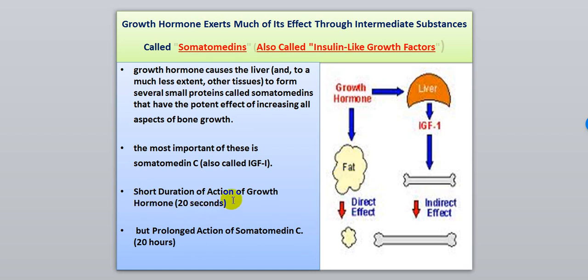The duration of action of growth hormone is short, about 20 seconds, while the duration of somatomedin C is 20 hours. That means the effect of somatomedins is more prolonged compared with growth hormone, and they do the same work as growth hormone. That means IGF is a very important material.